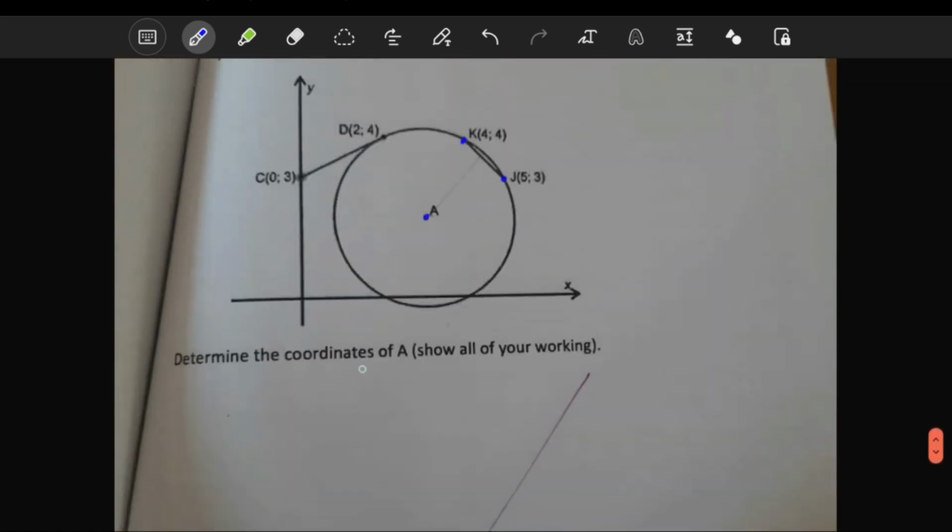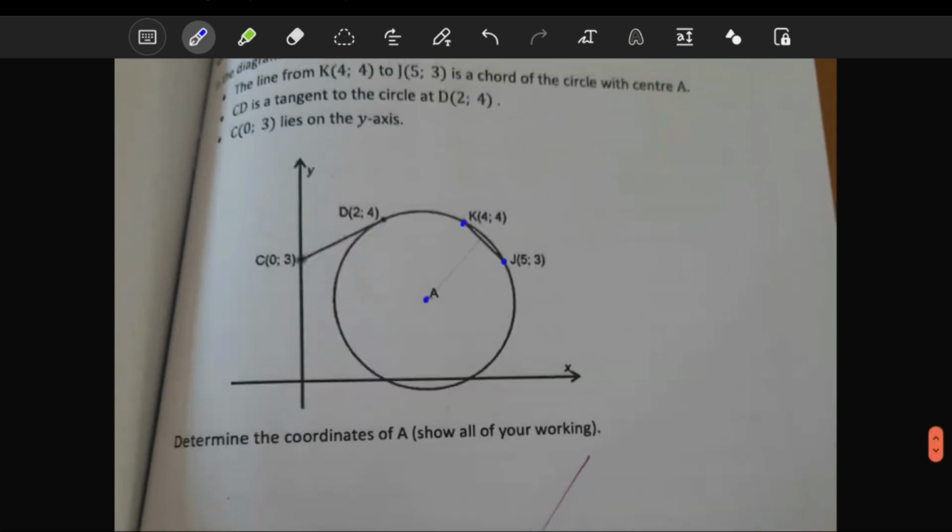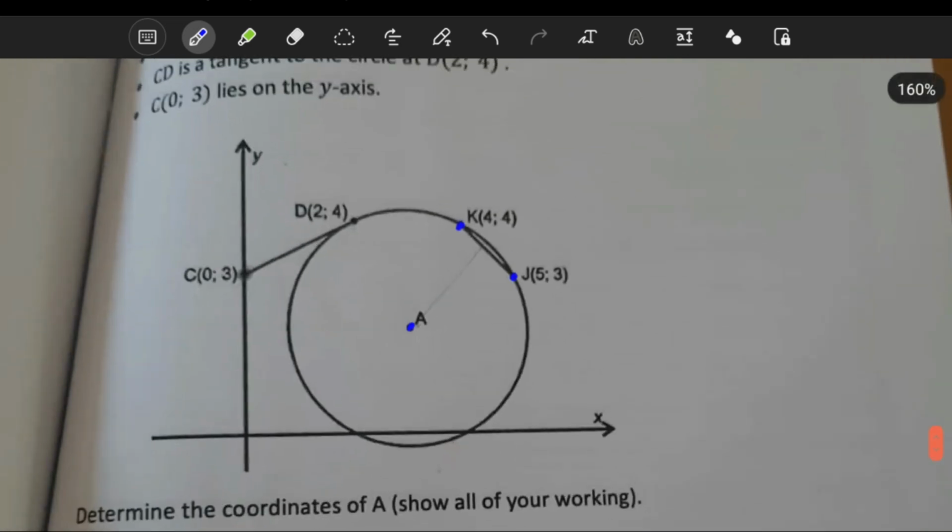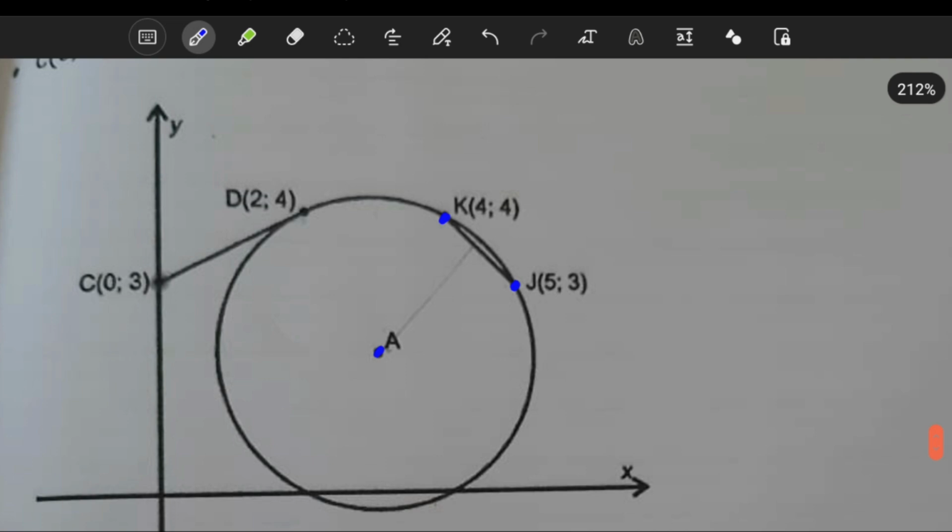For 8 marks to end things off, they say determine the coordinates of A, and show all calculations. So getting the coordinates of A is not going to be straightforward because it is out of 8. But take note of key things that they've given you. Firstly, this is a tangent, so don't be afraid to make these kinds of constructions. You see, this is a 90-degree angle. Secondly, this distance here is the same as that one over there.